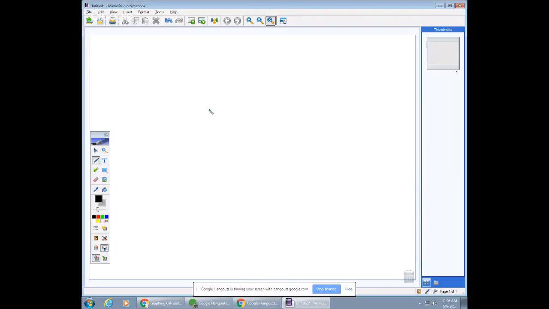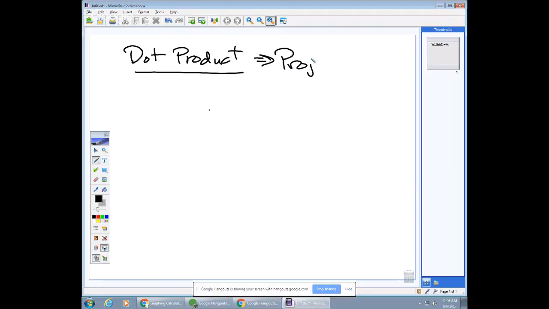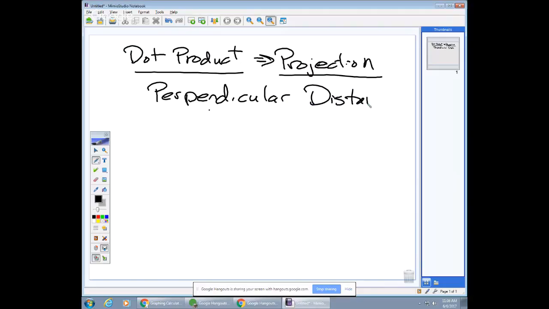All right, so we're going to look at the dot product again. One of the applications of the dot product was the projection of one vector on another. And I'm going to use the dot product and the projection to find a perpendicular distance from a point to a line.